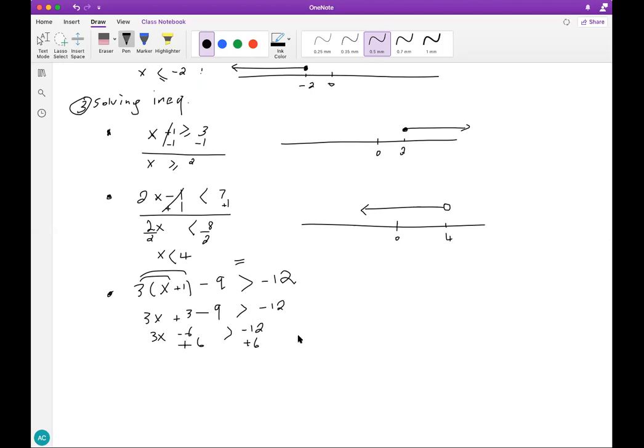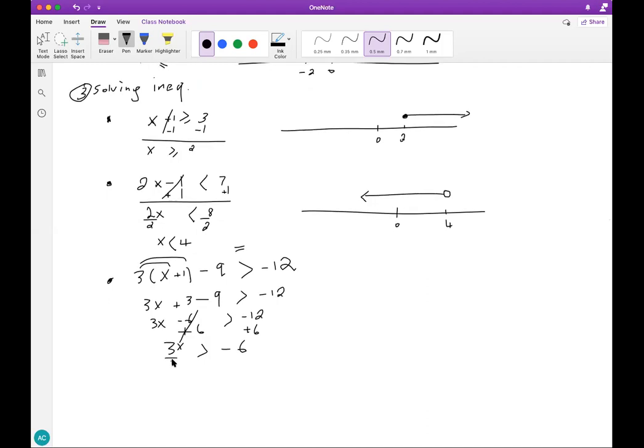Inequalities also need to be done the same way. We need to do the same thing on both sides. So greater than, what's negative 6 or negative 12 plus 6? Not positive 6, but negative 6. Oh, negative, yes. Okay, the sign of the higher number. Finally, divide by 3, divide by 3. So x is greater than negative 2.